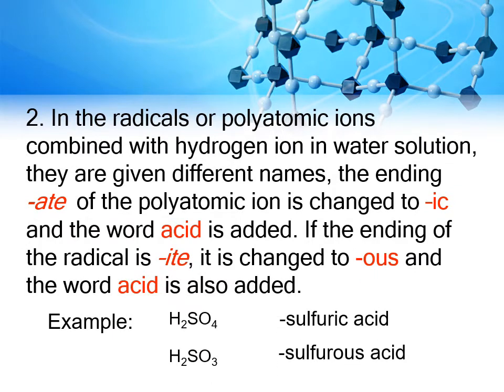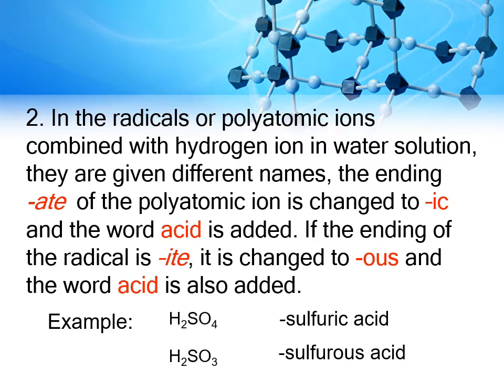The second rule in naming ternary compounds is, the radicals or polyatomic ions combined with hydrogen ion in water solution are given different names. The ending ATE of the polyatomic ion is changed to IC, and the word acid is added. If the ending of the radical is ITE, it is changed to OUS and the word acid is also added.